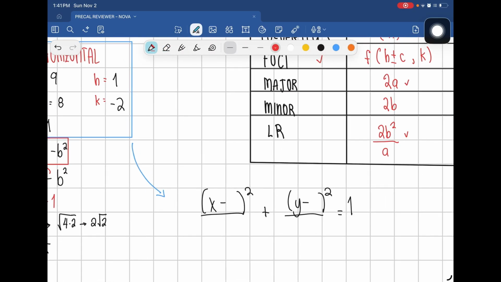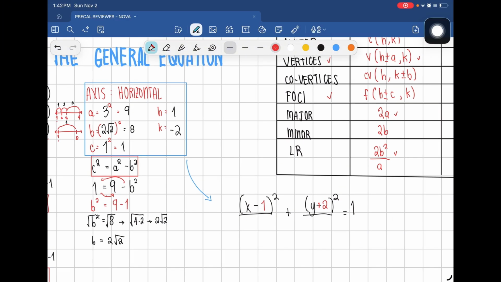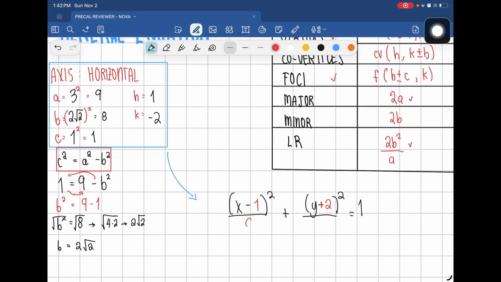So our h is 1 and our k is negative 2. Negative times negative 2 becomes positive 2. There. Now our a squared is 9 and our b squared is 8. So that is our standard equation.